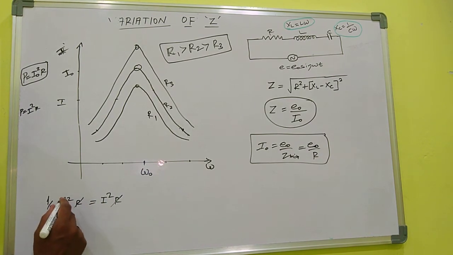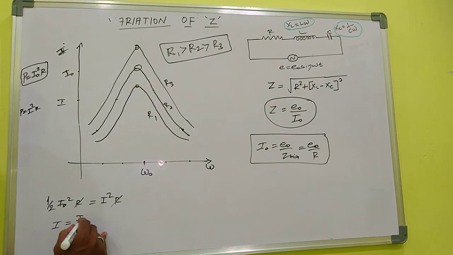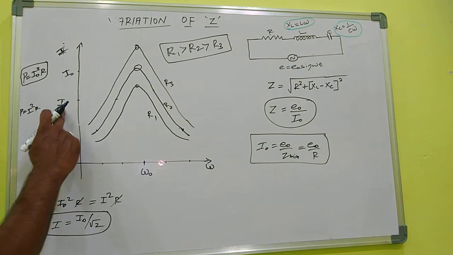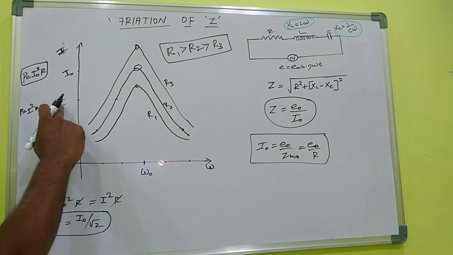So I square equals I naught square by 2, so I equals I naught by root 2. This is the particular value of current. At this particular value of current, the power will be half. For example, this is I, equal to I naught by root 2.